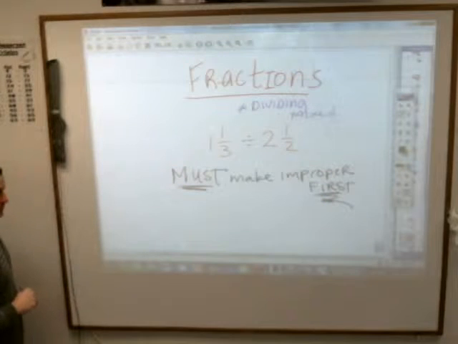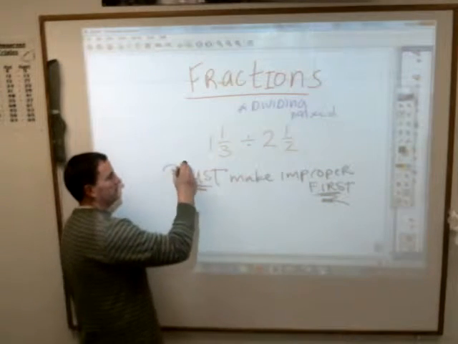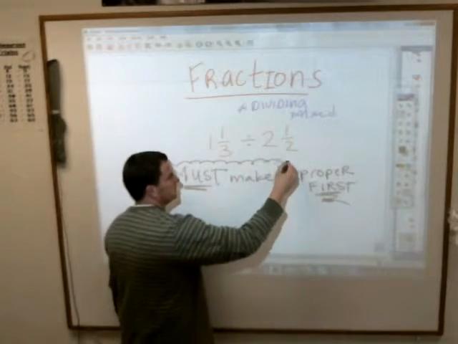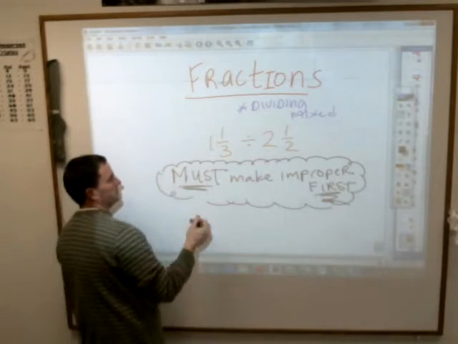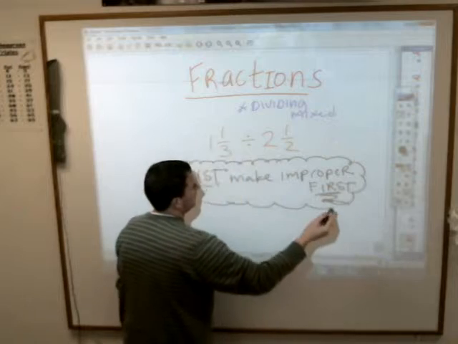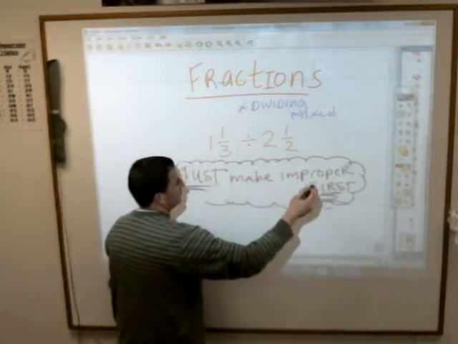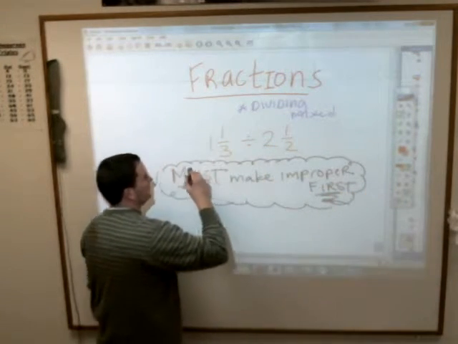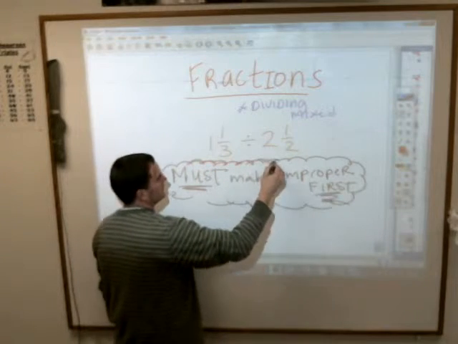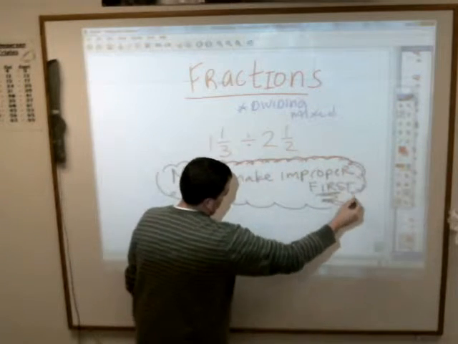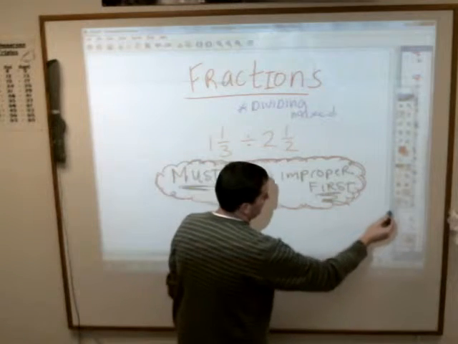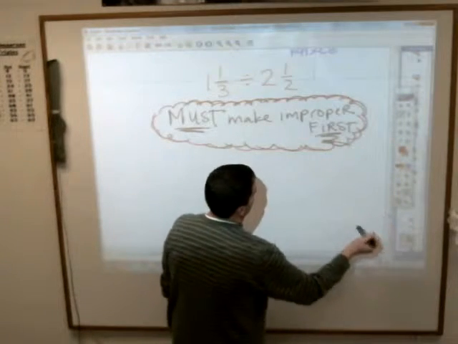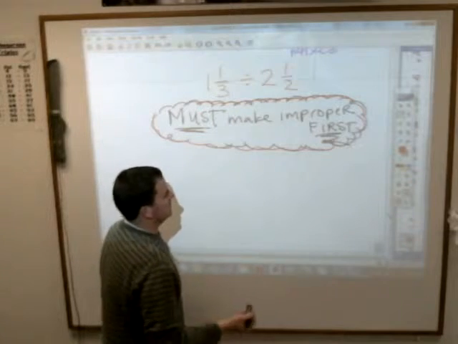Okay, you have to. You have to. Would it help if I did little bubbles around it? When you multiply and divide fractions, especially mixed numbers, you have to make them improper. If you don't make them improper, you will rarely ever get the right answer. Once you get past that, it's the same as any fraction.